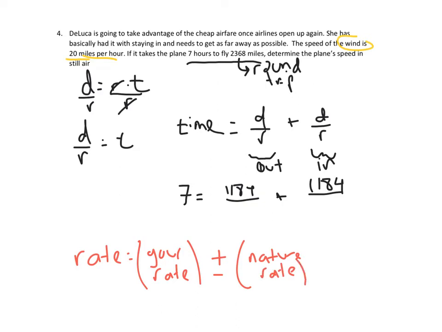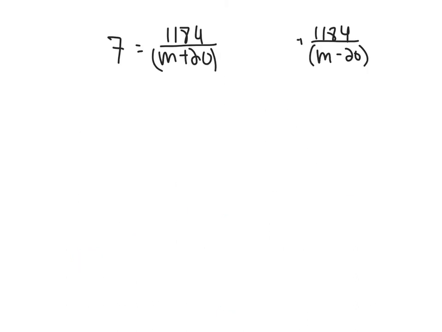So for this particular problem, we are given nature's rate as 20, but we don't know DeLuca's rate. So we'll do m for Mikhail. So it's going to be m plus 20, m minus 20. So that's going to be the equation we're going to solve.